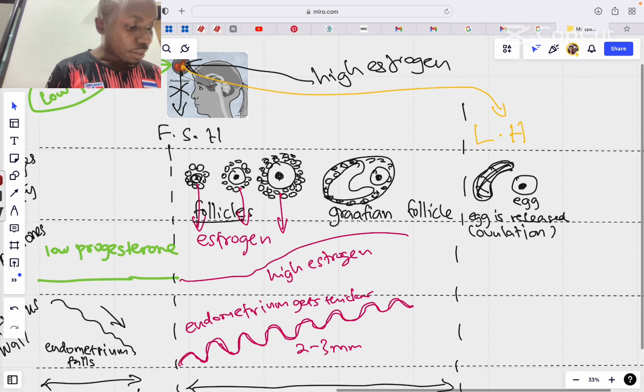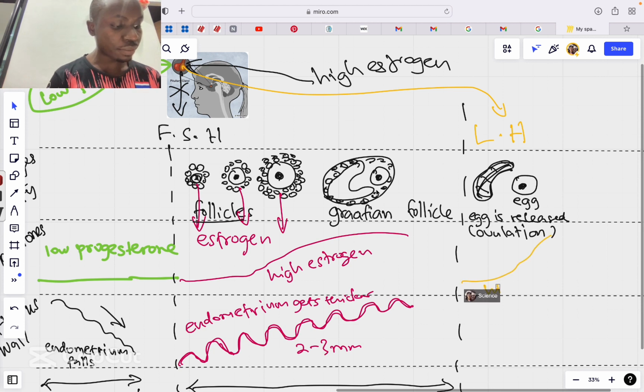So, what about the hormone? What hormone caused the ovulation? The LH, right? It was the LH which caused the ovulation. So, in this phase, LH will be very, very high. High LH, let's write it down. High LH level.